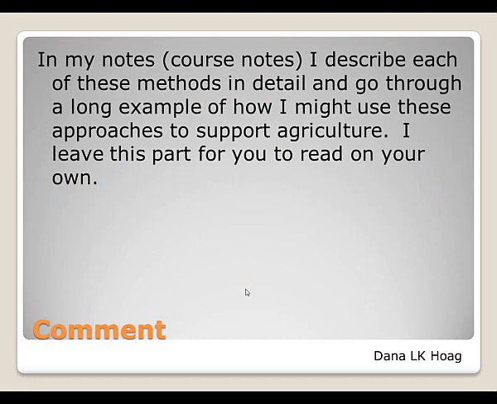Okay? In my notes, I describe each of these methods in detail and go through a long example of how I might use these approaches to support agriculture. I leave this part for you to read on your own.